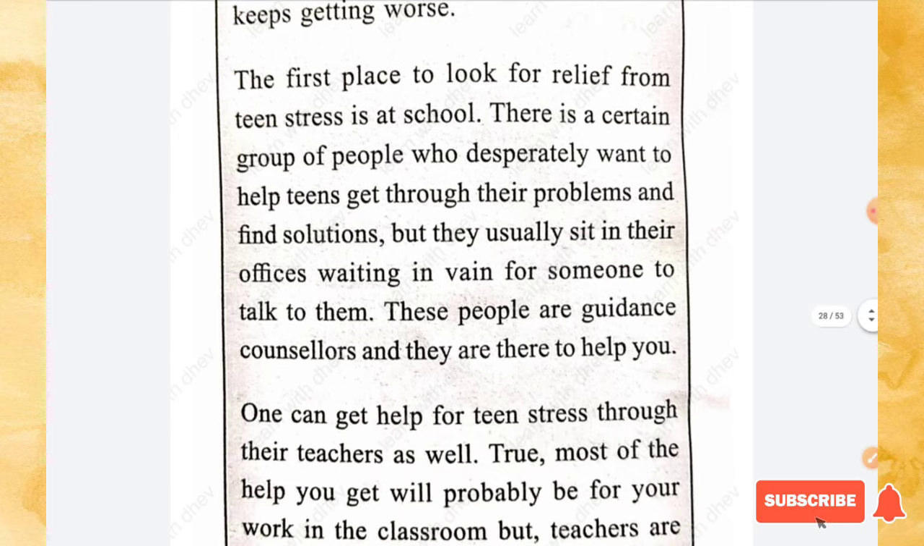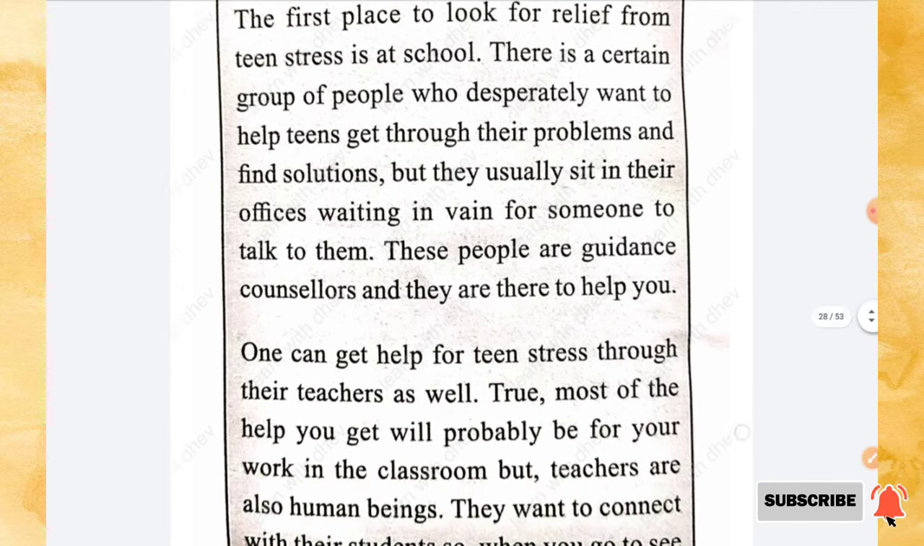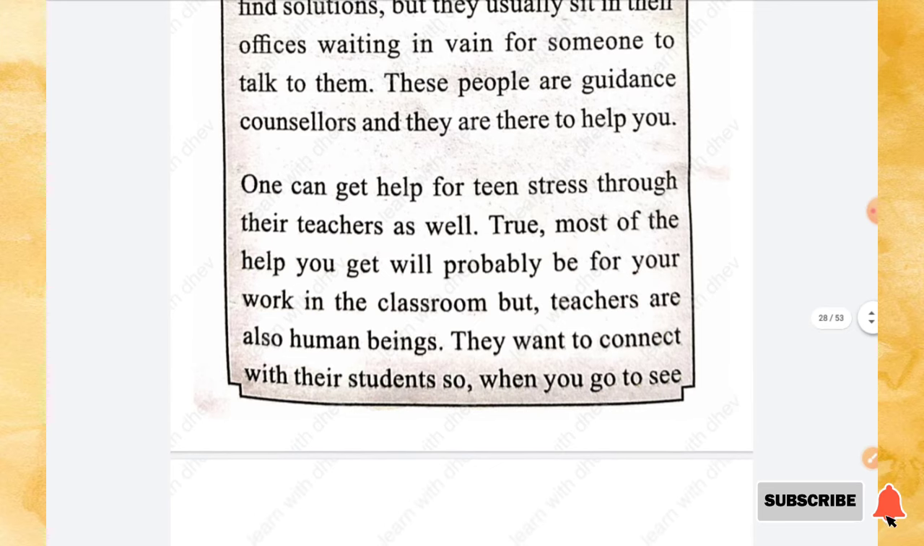The first place to look for relief from teen stress is at school. There is a certain group of people who desperately want to help teens get through their problems and find solutions, but they usually sit in their offices waiting in vain for someone to talk to them. These people are guidance counselors and they are there to help you.